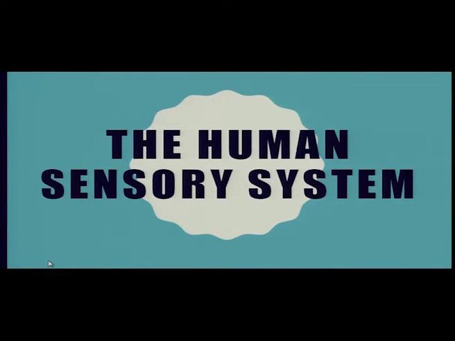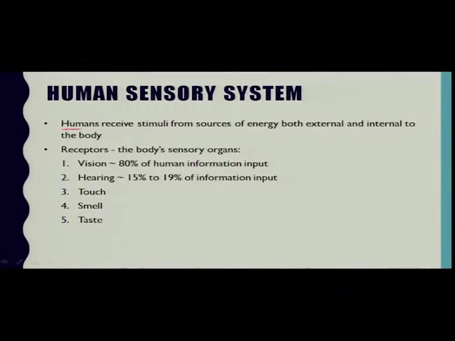So first of all we will discuss the human sensory system. Since humans receive stimuli from sources of energy, both external and internal to the body, some of these stimuli are sensed by the receptors. These are the body's sensor organs. So receptors that sense external stimuli are called exteroceptors, and they are associated with these 5 human senses.